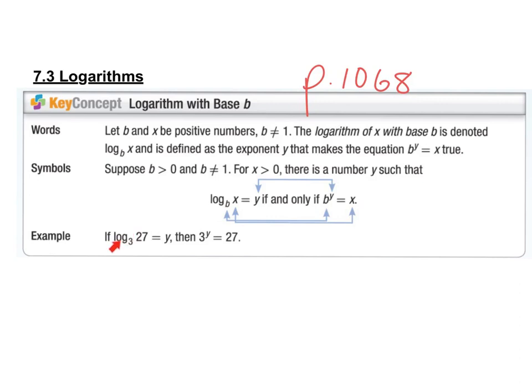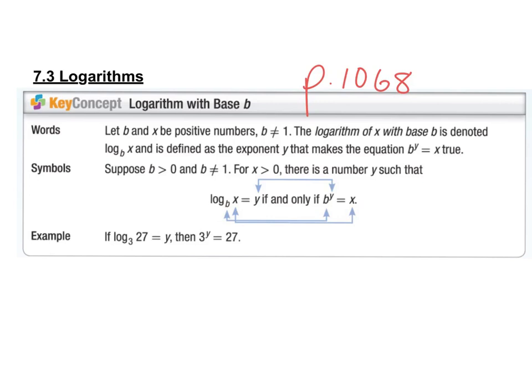And they give us a little example. Here's how you say this. Log base 3 of 27 equals y. So what we're trying to figure out is 3 to the y equals 27. We could figure out what y is. What is it? 3. So the power, the logarithm, which is the power, is actually 3. That's all a logarithm is. It's a different way of writing an exponent.